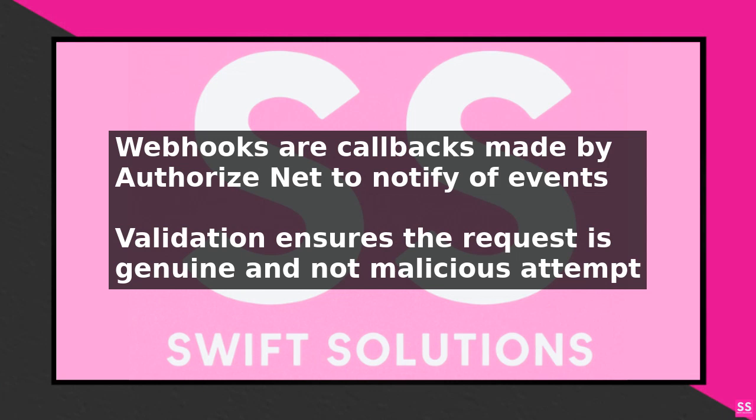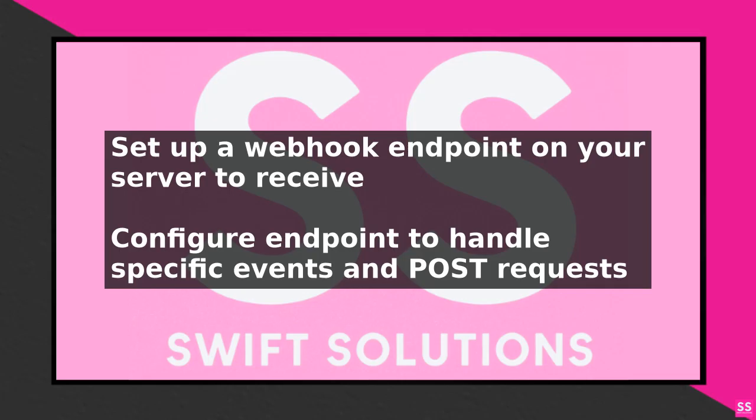Step 1 is to set up a webhook endpoint on your server. This is the URL that Authorize.Net will send notifications to. The endpoint should be able to receive POST requests and should be configured to handle the specific events you are interested in.